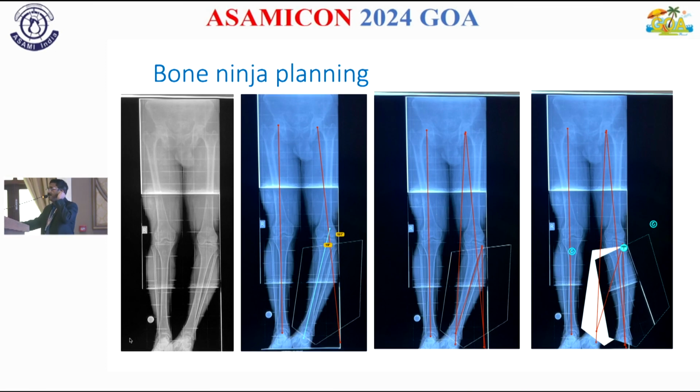This you can also do from the Bone Ninja. There is an iPad available. You can find out the CORA and all this in the iPad.